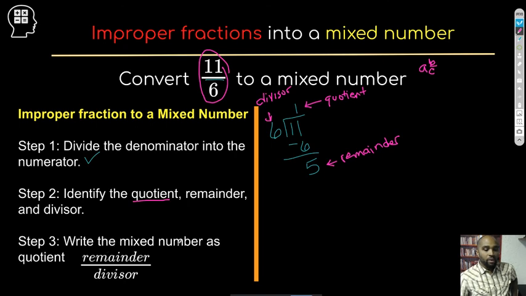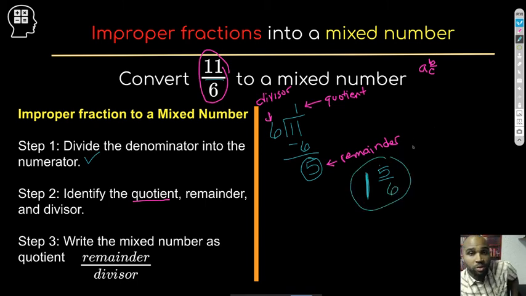Well, now we write the mixed number as a quotient. So we're going to use 1 and 5. We take our remainder, 5, and it goes on top. And the divisor goes on the bottom, 6. And voila, we got a mixed number.